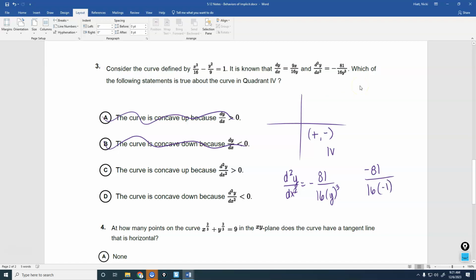I'm just going to put a negative 1 there. It's a possibility, right? That could be something that's in that case. What happens when I do negative 1 to the third power? Still negative, right? Which gives me negative 81 over negative 16, which is a positive, right? So I should get a positive second derivative everywhere in the fourth quadrant, correct? So positive second derivative everywhere in the fourth quadrant, that is going to be answer choice C.